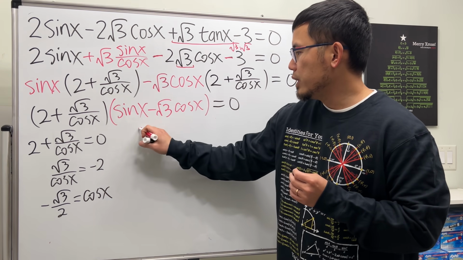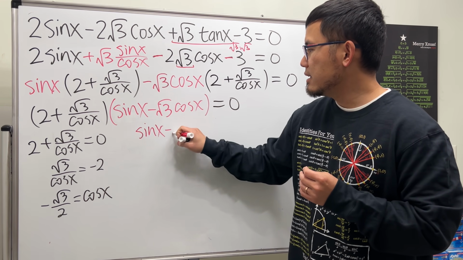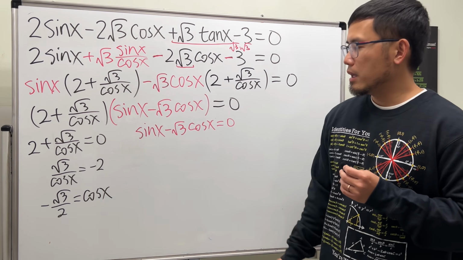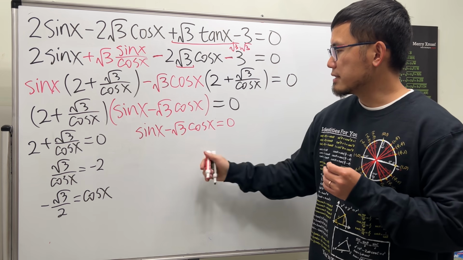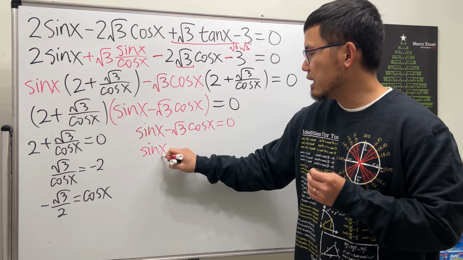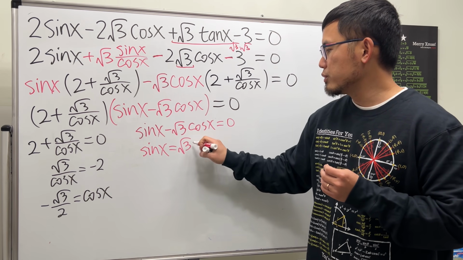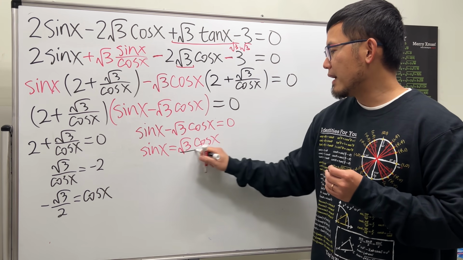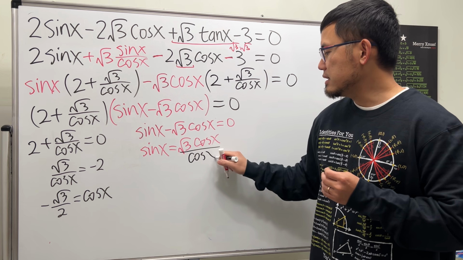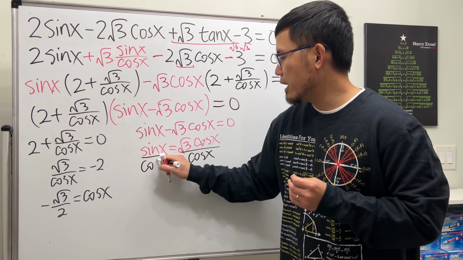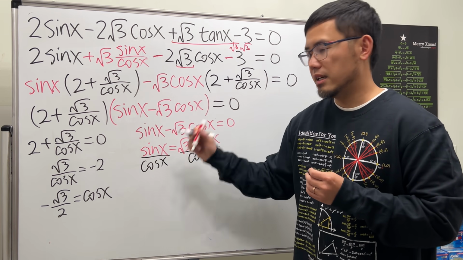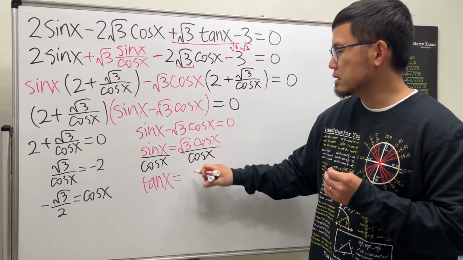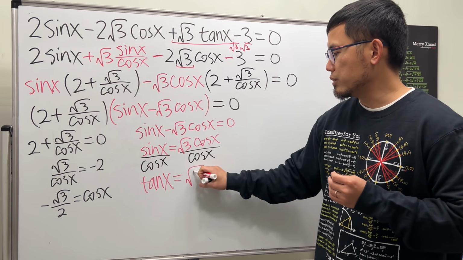From here, we need to have sine x minus square root of 3 times cosine x equal to 0. Let me bring this to the other side. So we get sine x equals positive square root of 3 times cosine x. And then let's divide both sides by cosine x, because this way we can just look at this as tangent x. And we must have tangent x equals square root of 3.